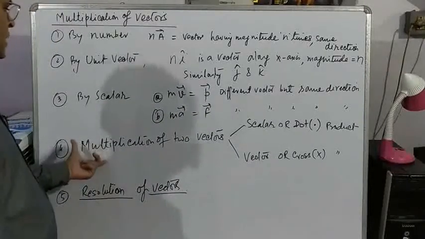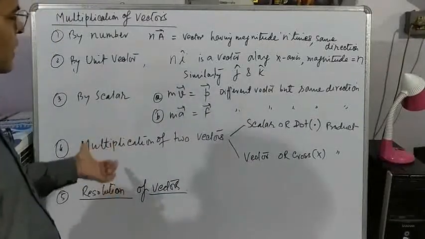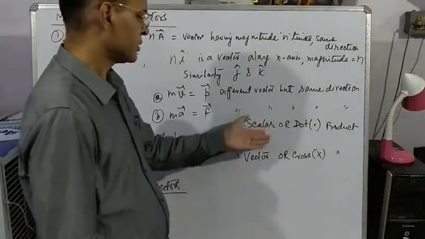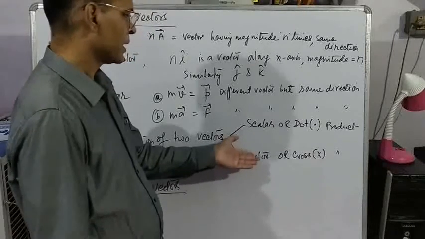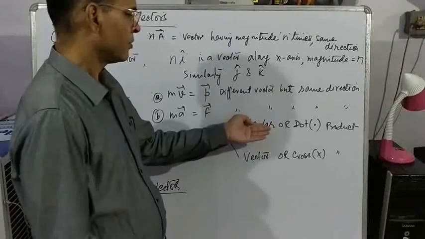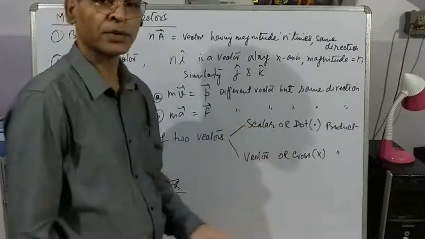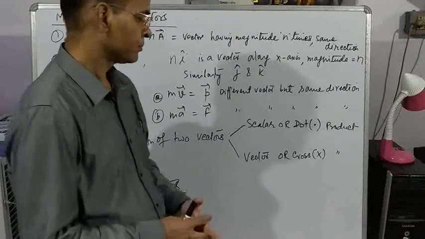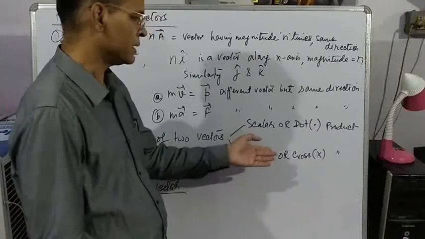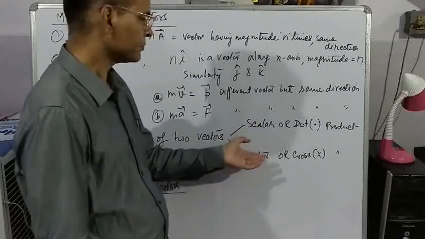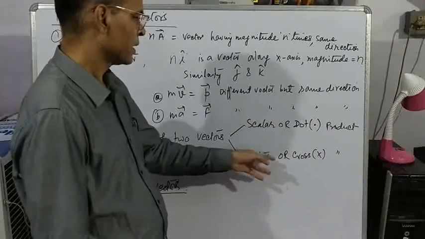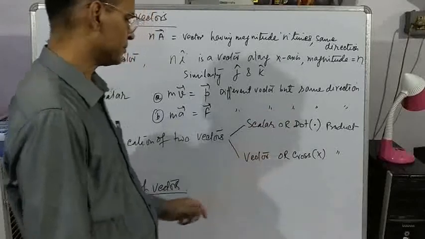Fourth one is multiplication of two vectors. Two vectors can be multiplied in two different ways: scalar product or dot product, when two vectors are multiplied to get some scalar quantity, and vector product, when two vectors are multiplied to get some vector quantity. These two explanations will be done later. It is only for introduction.